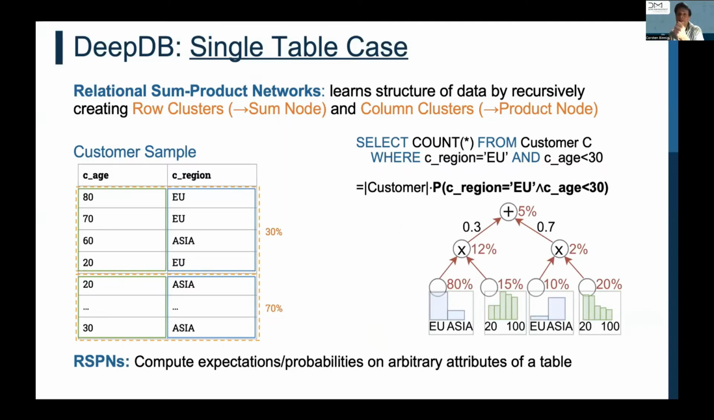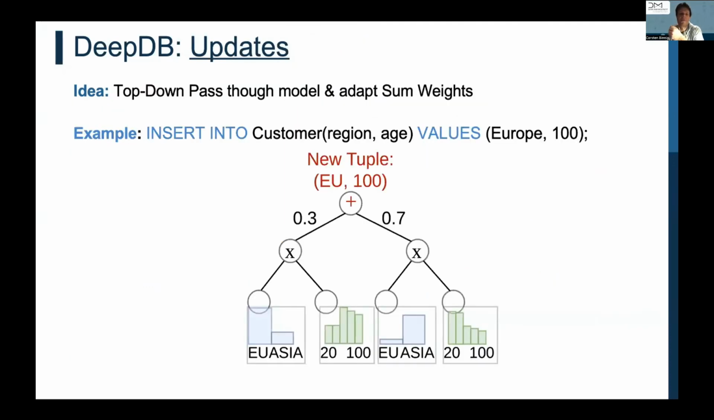The next thing that I quickly want to show you is how updates work on this model, because I said the data-driven models that we use, so RSPNs, can directly ingest updates. And the basic idea here is, if you have such a model on a single table, for ingesting updates we would do a top-down pass on this model whenever a new tuple, for example, is inserted into your table. But updates would work similarly because you can model them with a delete and an insert. So assume now an insert is coming, which inserts a new tuple, meaning a new customer from Europe of the age of 100.